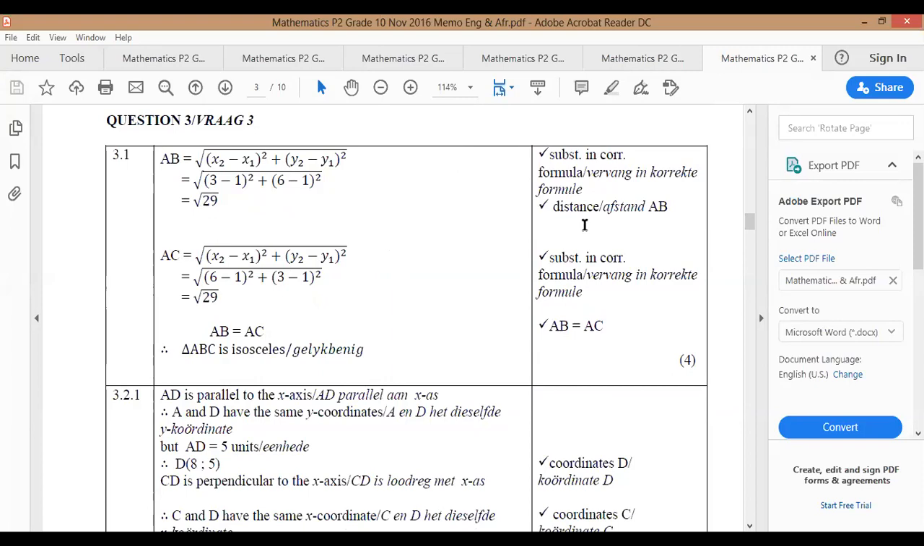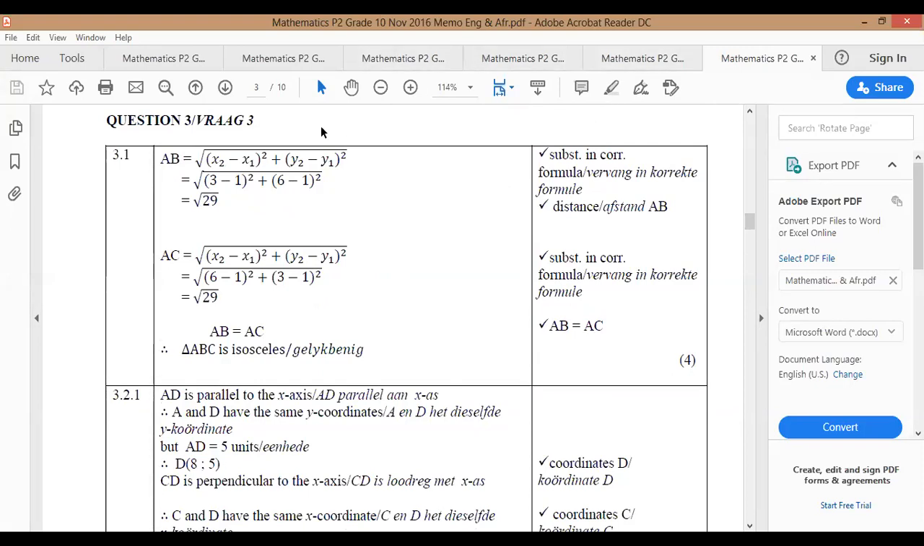Basically, this was for 4 marks. So you're supposed to check that at least two of those three sides of that triangle are equal, you know? And if two sides are equal, that triangle will be regarded as an isosceles triangle. Does it make sense, boys and girls?